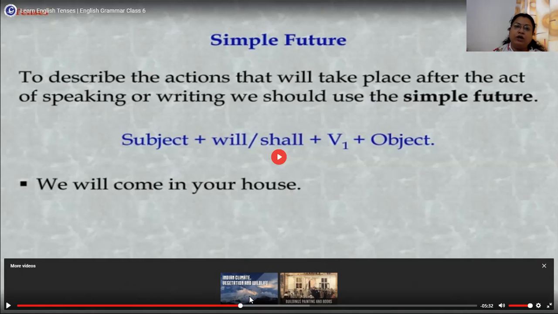We will come to your house. You are saying that, but you are not confirmed, are you? Will you go or not? Are you confirmed? No. Neither is it perfect nor continuous, but it is a simple future tense. Are you all getting me? Yes, ma'am. So the formula is subject plus will or shall plus first form of the verb plus object. I repeat, subject plus will or shall plus first form of the verb plus object.